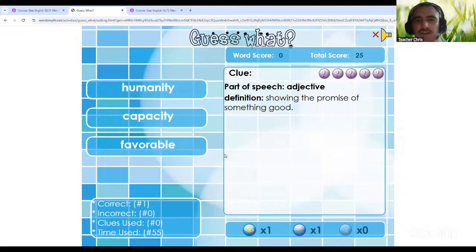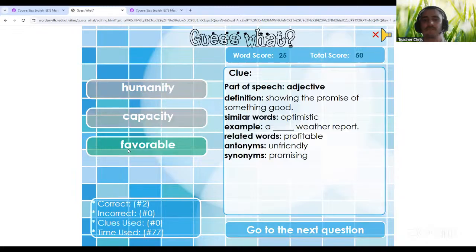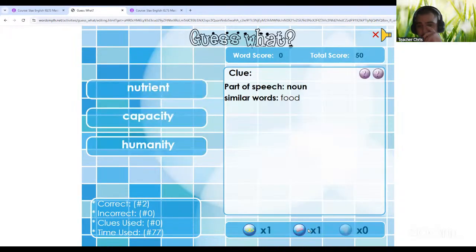The next word is an adjective, meaning showing the promise of something good. So this means something could work out well for you. Is favourable. You are absolutely right. Well done, Lam. Favourable is right. So we have promising or a favourable weather report. Very good.